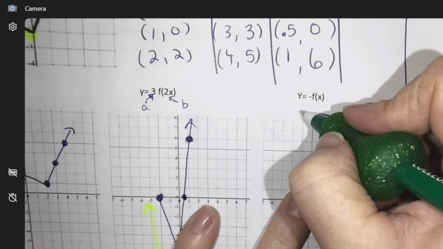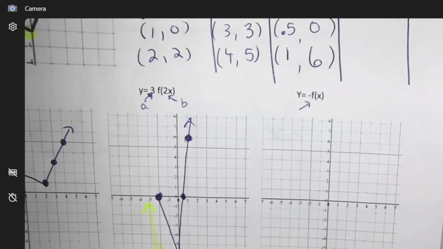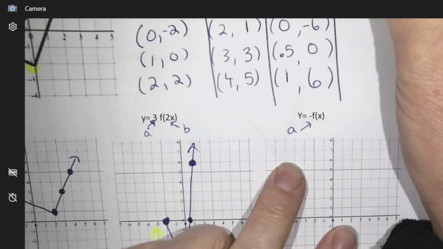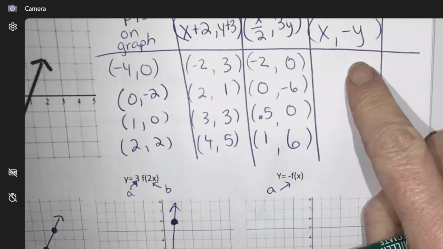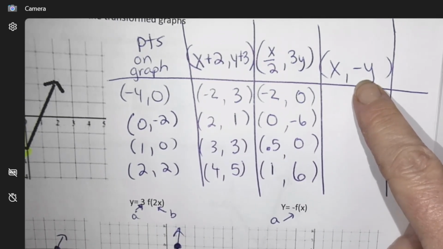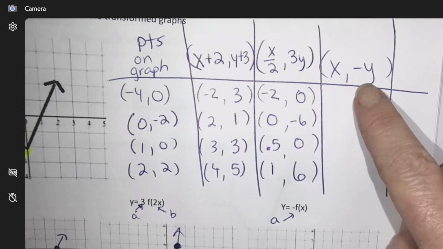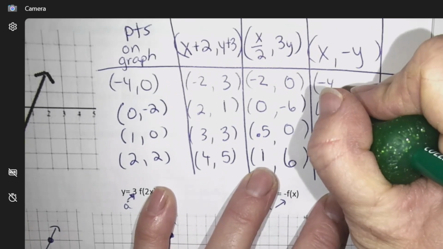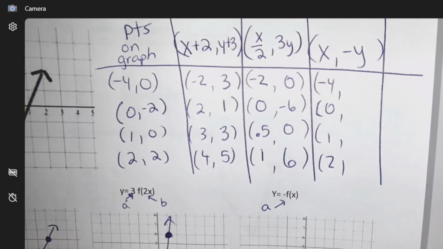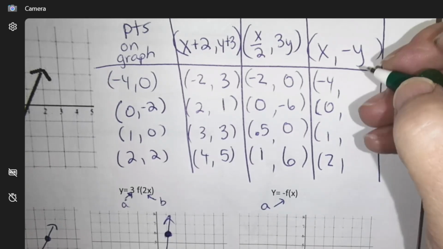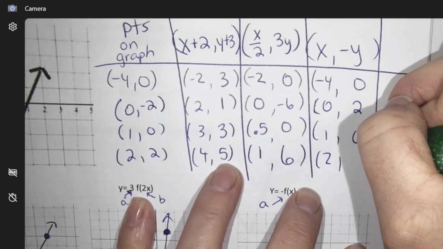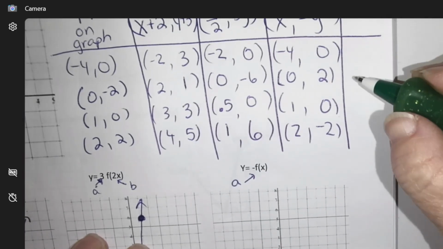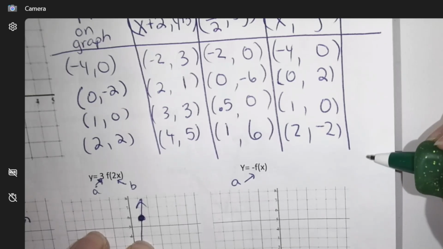Okay, and the last one. Which letter? A, B, C, D? A? So here's my process. Negate the Y. That's an A. So the X's are easy. The X's are just all copied. And the Y's have to negate. Copy the X's, change the Y's.